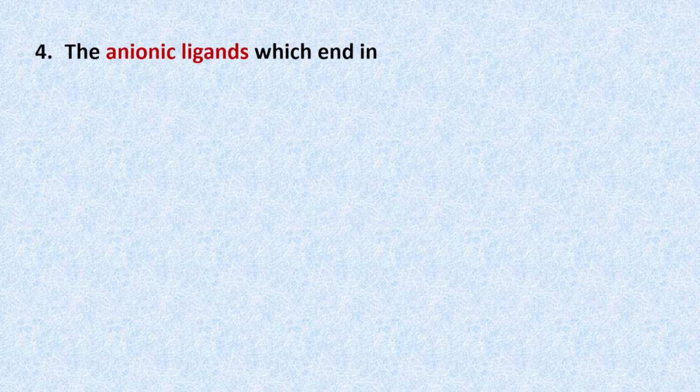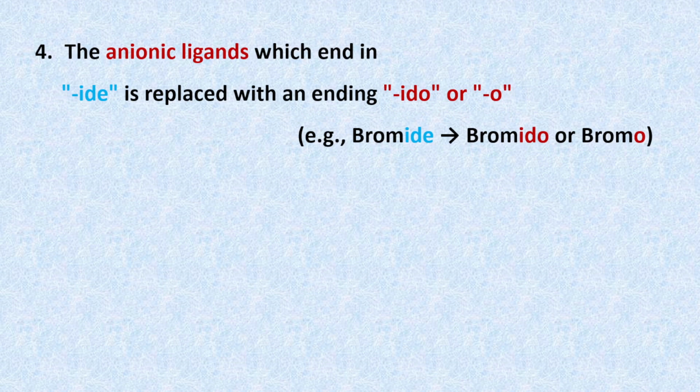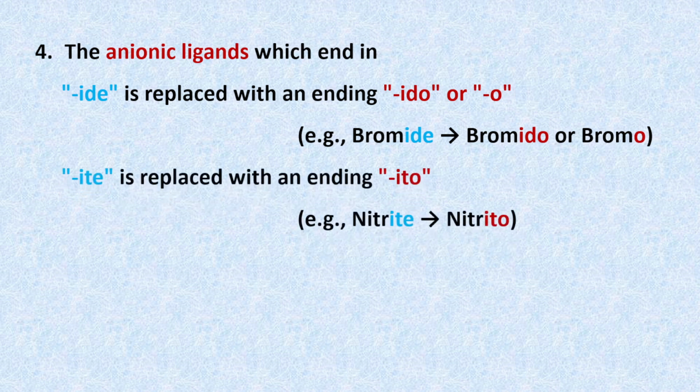Number 4. The anionic ligand which end in "-ide" is replaced with an ending "-ido" or "-o". For example, bromide changed to bromido or bromo. Actually, in the old edition of IUPAC rules, the anionic ligand which end in "-ide" is replaced with an ending "-o". That is, bromide is named bromo. However, recently IUPAC revised it and changed it to "-ido". So you may find both types of suffix in literature.